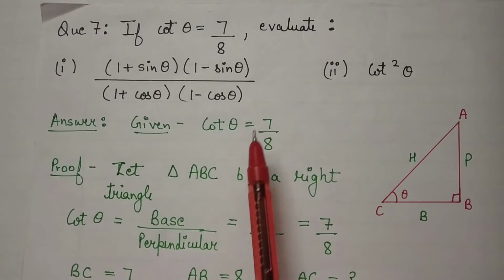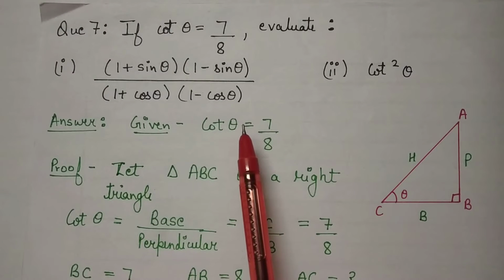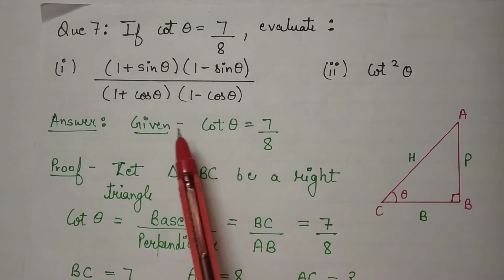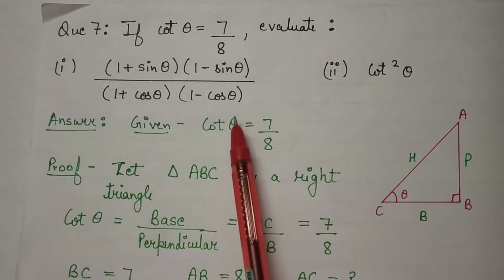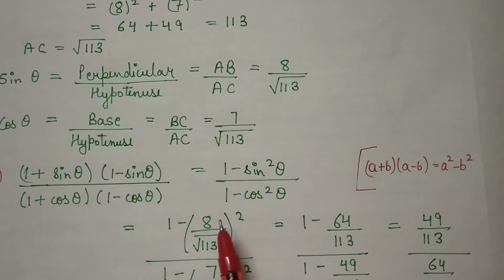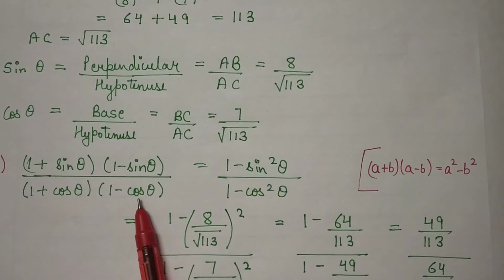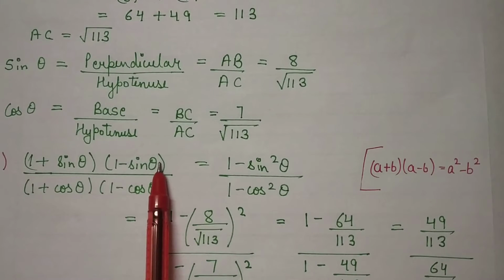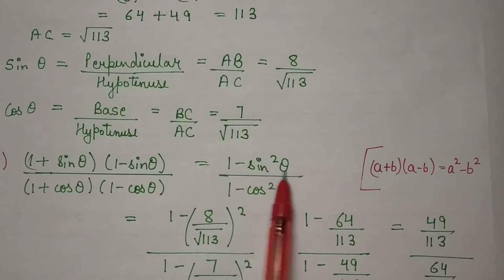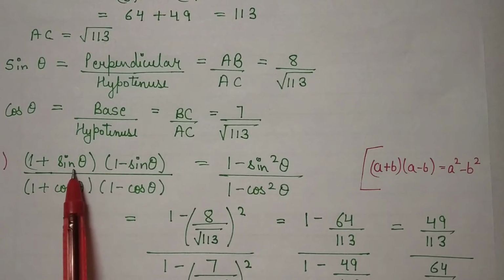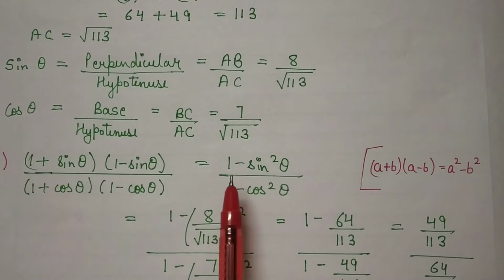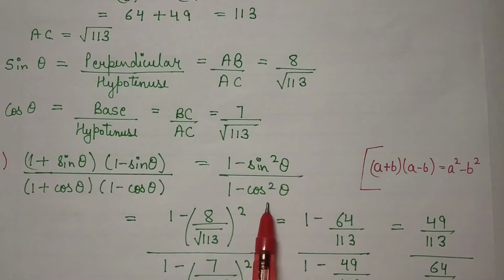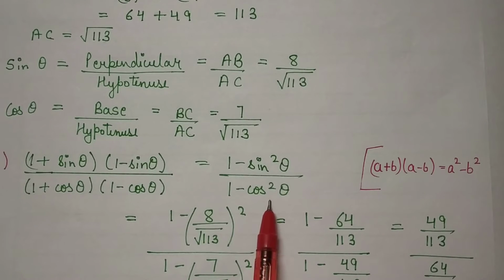The question was 1 plus sin theta into 1 minus sin theta in the numerator, and in the denominator 1 plus cos theta into 1 minus cos theta. So now I can solve this. Firstly, this is the formula A plus B, A minus B, so this is A square minus B square. A is 1 and B is sin theta here. So 1 minus sin square theta. Similarly in the denominator, 1 minus cos square theta.